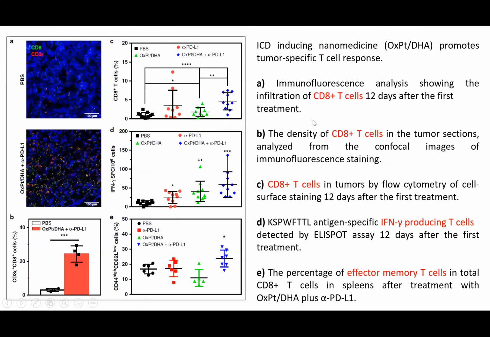Finally, we can analyze the infiltration of cytotoxic T lymphocytes, CD8 positive T lymphocytes, into the tumor. So after treatment with immunogenic cell death combined with immunotherapy, there was a significant increase in the infiltrating T cells into the tumor. We can also analyze the secretion of interferon gamma by T cells, or also we can analyze the percent of effector memory T cells in the tumor.